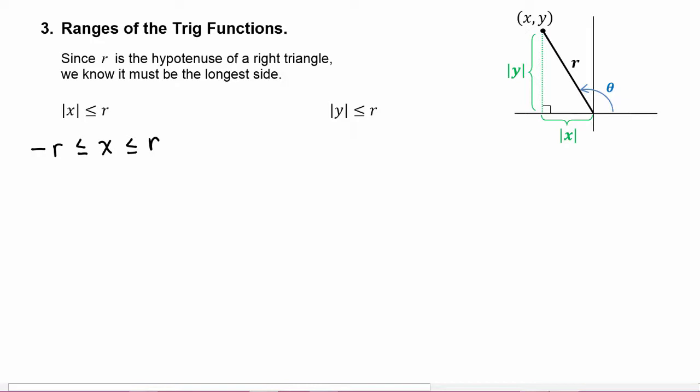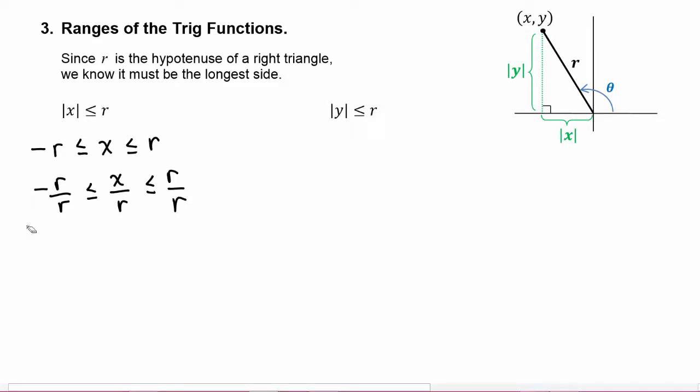Now we can divide the whole inequality by r. We get negative r over r is less than or equal to x over r is less than or equal to r over r. And we have to keep the inequalities the same because we know that r is a positive number. So we're dividing by a positive. We don't have to switch the inequality symbol. The inequality symbols stay the same.